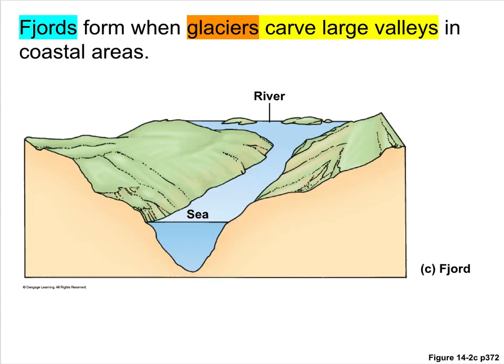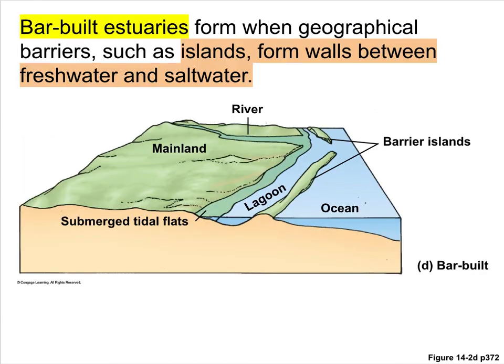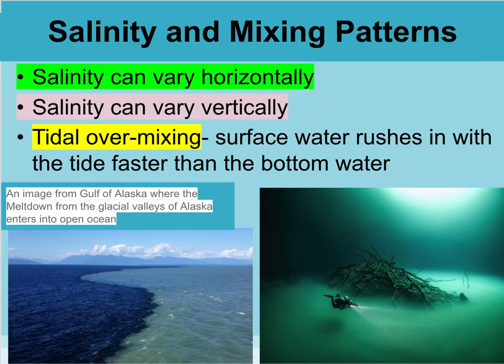Another one would come from fjords, when they have had a glacier that has carved out over time this big deep space that has allowed the sea to come into the space. And then there can be bar-built estuaries, where there is a type of land, like maybe a barrier island, that is blocking the ocean and making these lagoons that come in with the river flowing out. So this would be more of the salt water. This would be more of the fresh water there.